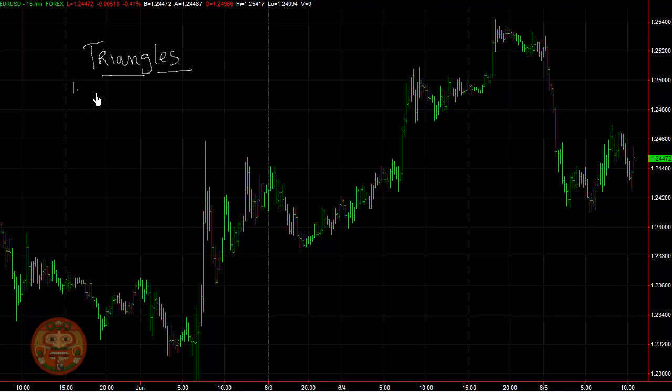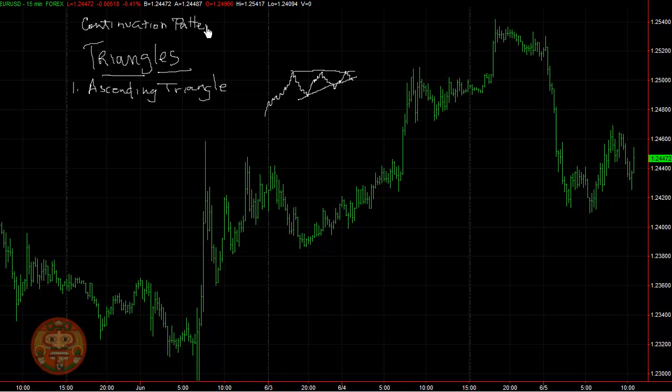So one is the ascending triangle. An ascending triangle is where price starts to move up and then starts to stabilize. Then it creates this equal highs but rising lows type of pattern. A lot of times they are considered continuation patterns. There are certain occasions when they do turn out to be reversal patterns, but that's not what we're going to talk about here.